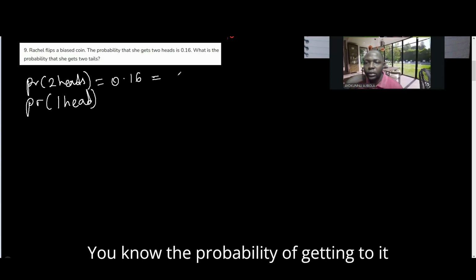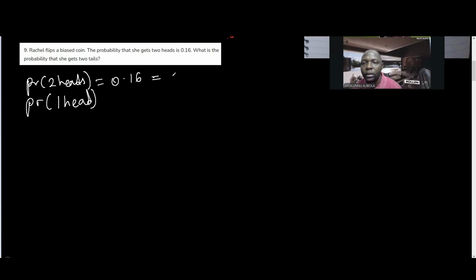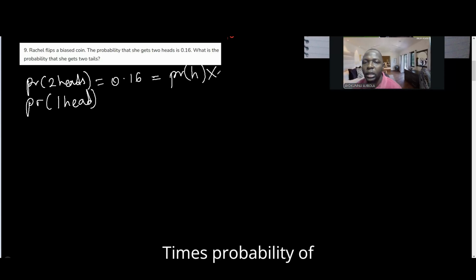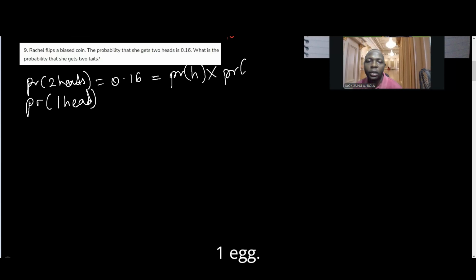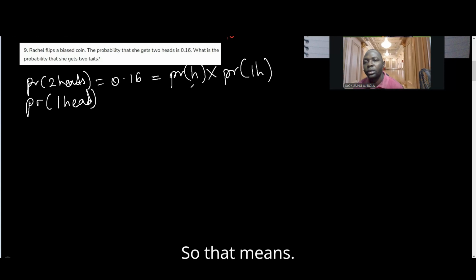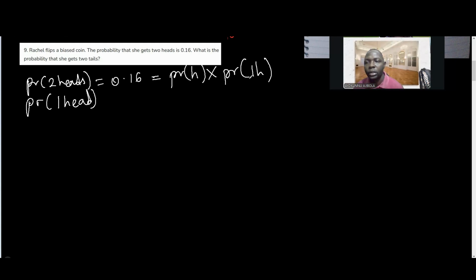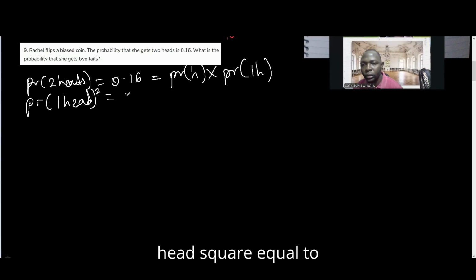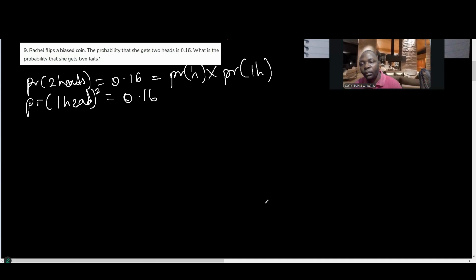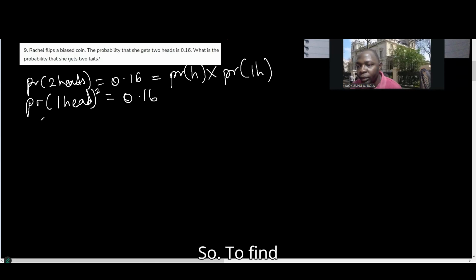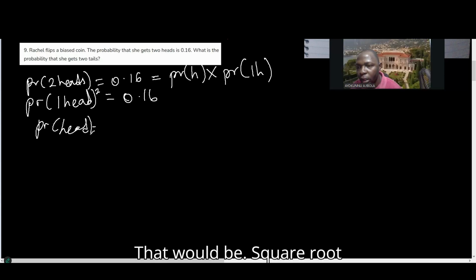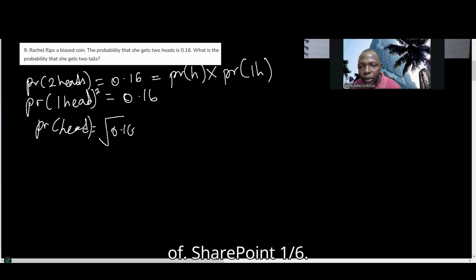Probability of getting two heads is the same as probability of one head times probability of one head. So that means the probability of a head squared equals 0.16. So to find the probability of getting a head, that will be the square root of 0.16.